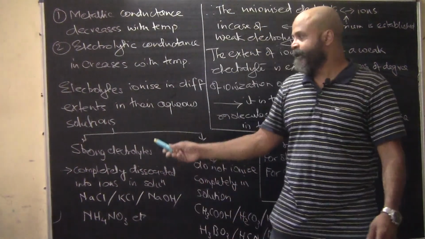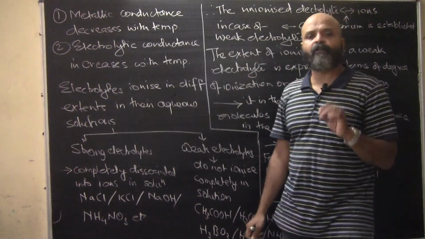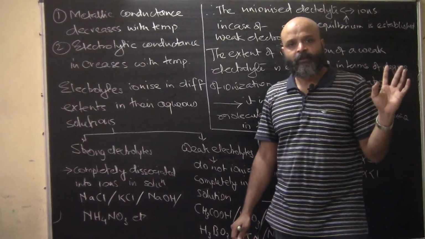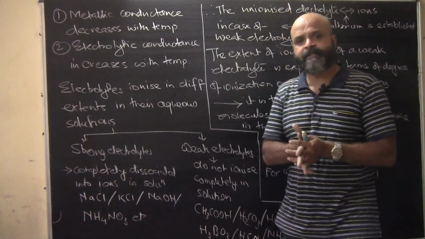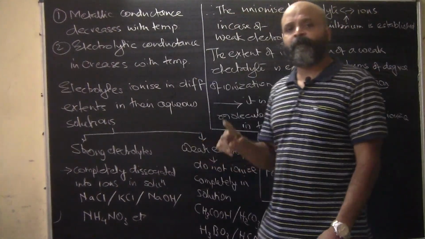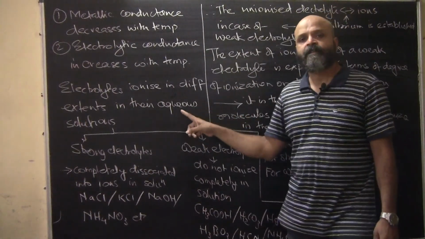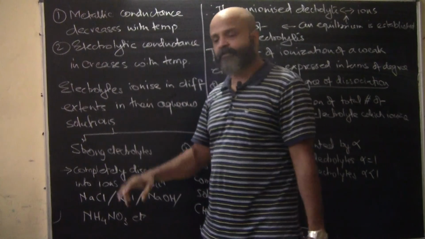Electrolytes ionize to different extents in their aqueous solutions. Not all electrolytes will undergo 100% dissociation. On the basis of how much an electrolyte ionizes when it is put in solution or in a molten state, that becomes the deciding factor of conductance through that electrolyte.